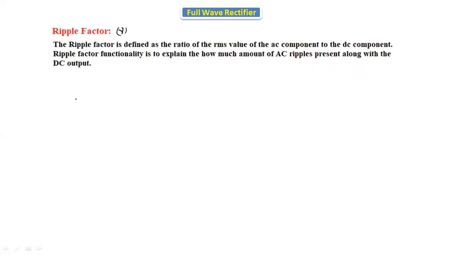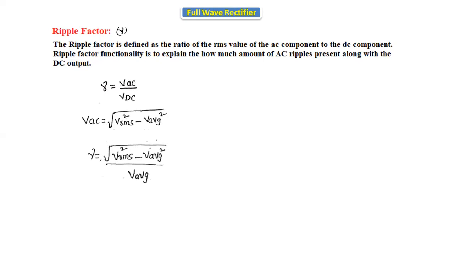Now let's see. Gamma is equal to VAC by VDC, the ratio of the AC component to the DC component. VAC we will represent as the square root of VRMS square minus V average square. So gamma is equal to the square root of VRMS square minus V average square, wherever VDC is, we will represent it as V average. This formula we will substitute in the above.